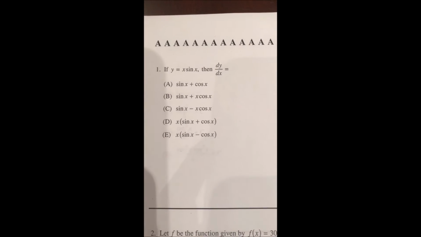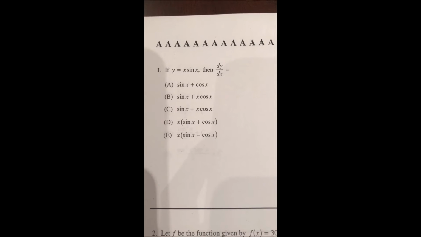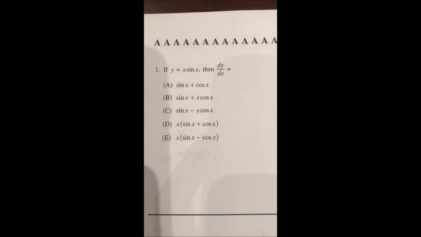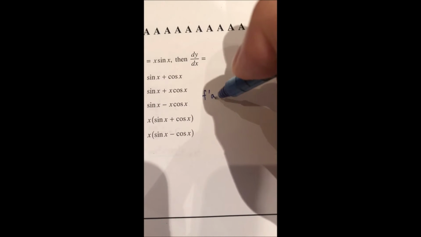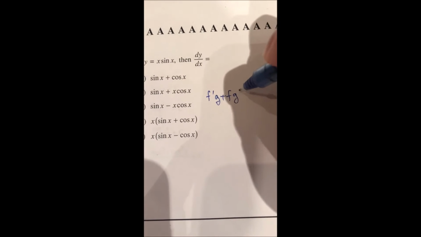If you ever forget your logarithmic and trigonometric derivatives, the ultimate calculus guessing trick goes like this. So let's say we look at number 1 and we want to solve the derivative of x times sine of x. We know that this is a product rule which goes like this: f prime g plus f g prime.